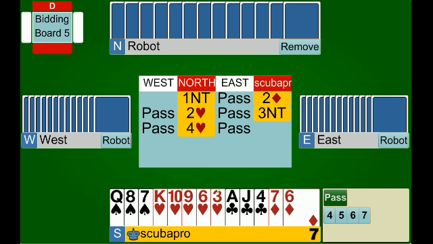Partner will now have the choice, and their choice will always be defined by, do I have a fit for hearts? So with 2 hearts exactly, they're going to pass 3 no trump. With 3 or more, however, they're going to bid game in hearts. This is always the way it should go.